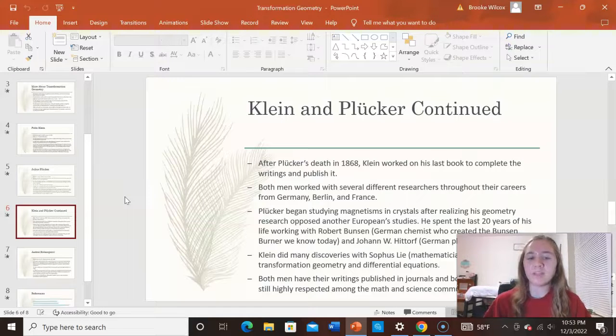And so Klein made many discoveries with Sophus Lie, who was a mathematician from Norway, in transformation geometry and differential equations. So now we're getting into some more algebraic type things and with some calculus. Both men have their writings published in journals and books.